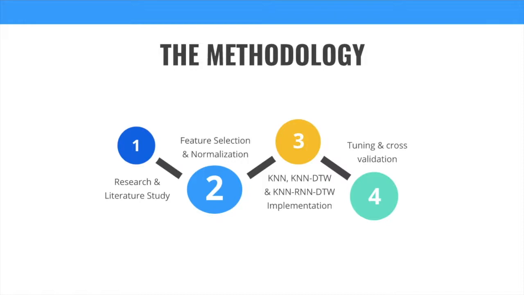So what methodology did we use? We did an intensive literature survey. We used the study in order to do feature selection and normalization. We implemented various algorithms such as KNN, DTW, and RNN with DTW. We did tuning and cross-validation in order to get better accuracy.